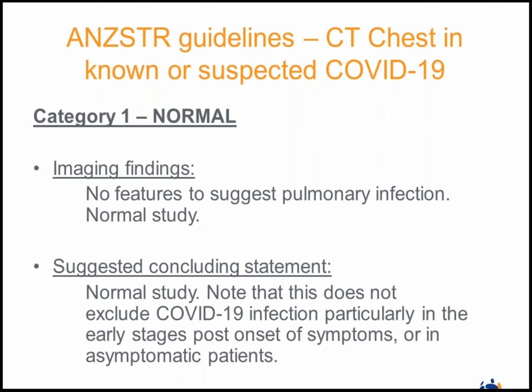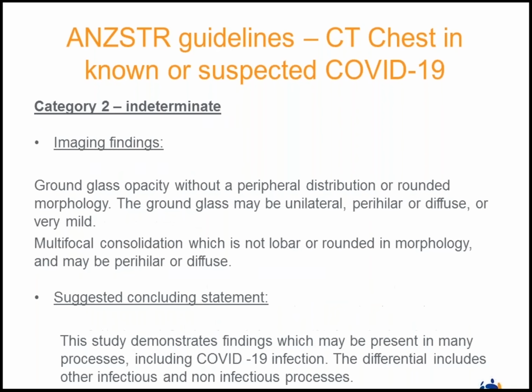So category 1, the normal category, and there's no features to suggest infection, it's normal. And to make sure you mention that this doesn't exclude an early case of COVID infection. So if you still think about it clinically, you should still correlate it with a PCR test. I won't show an example of a normal case. I'm assuming we're all familiar with that already.